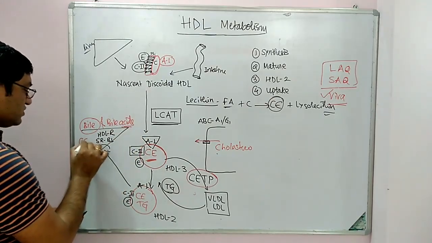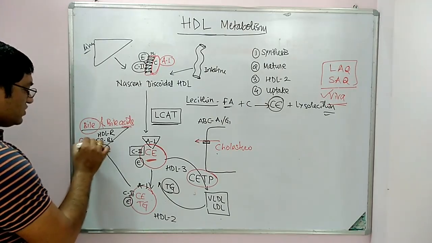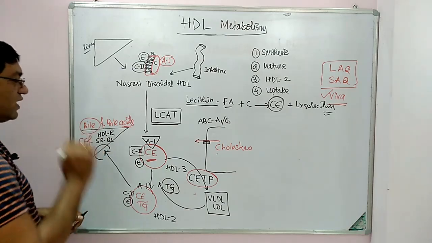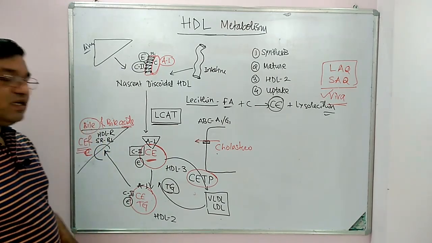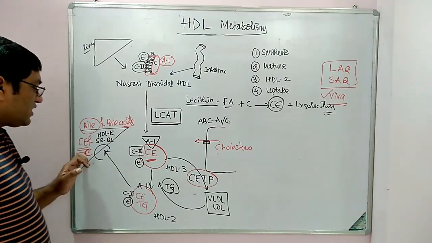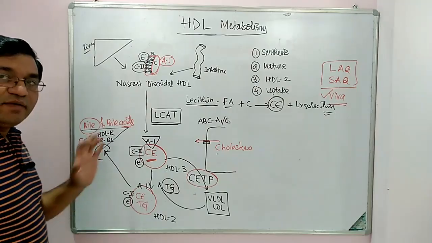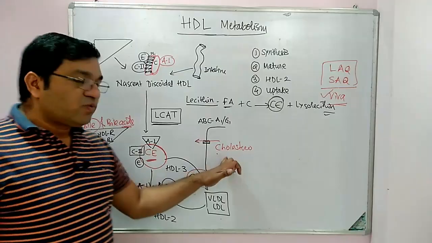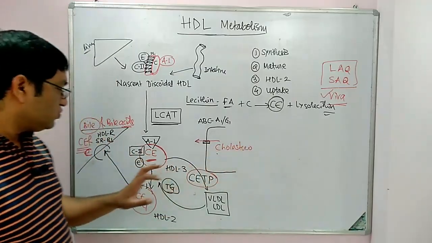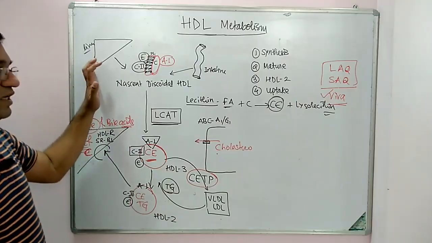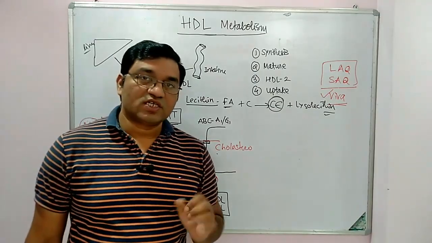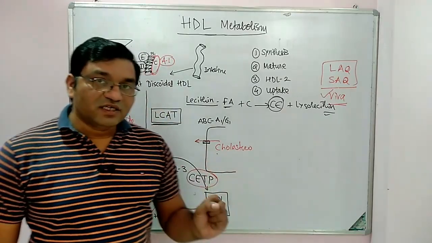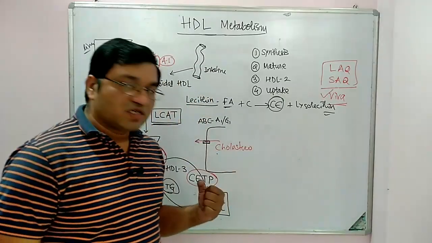This cholesterol ester and free cholesterol is excreted into the bile as cholesterol, or it can be converted into bile acids and metabolized. So this transport of cholesterol from peripheral tissue via HDL to the liver is known as reverse transport of cholesterol. Okay. So what is the role of HDL? It is responsible for reverse transport of cholesterol.